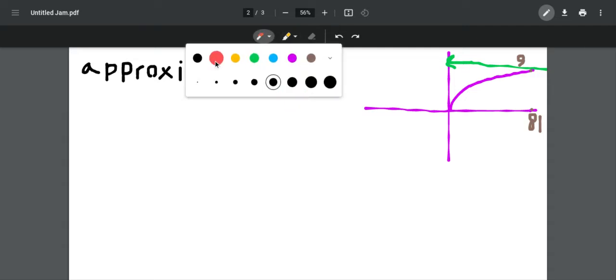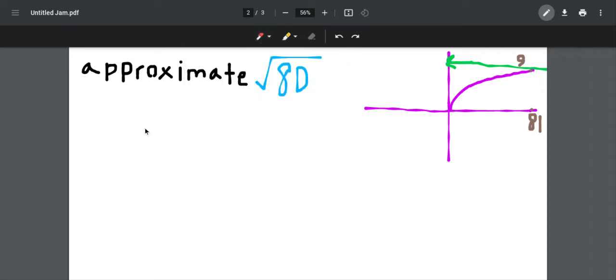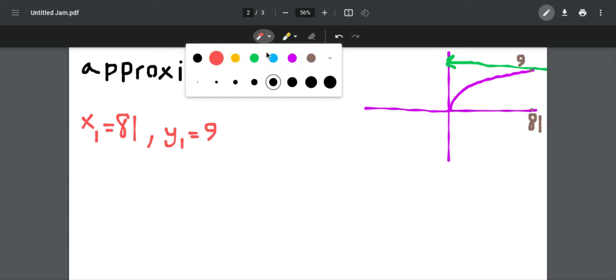So first of all, I'm going to write what we have and what we need. We know that our x1, the original x value, is 81, and y1, the y value corresponding to the x value, is square root of 81, which is 9. What we need to know is the slope of the tangent line, and then we can write the equation in point slope form and then find the value.